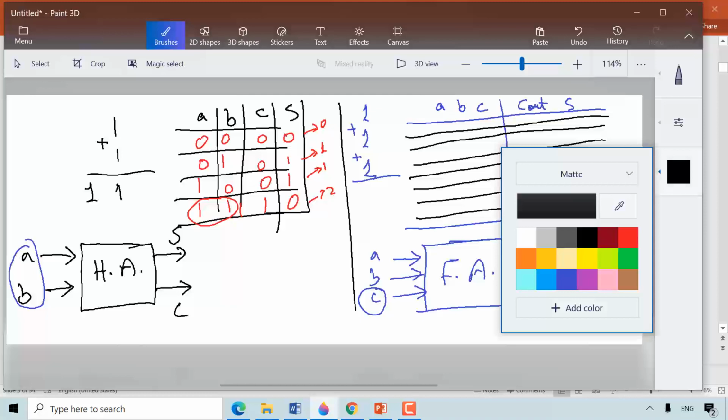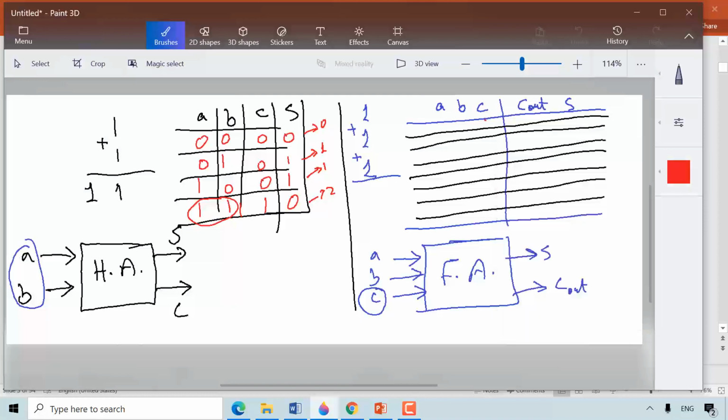Okay, now if I'm adding 0, 0, 0, the sum is 0 and the carry out is 0. If I'm adding 0, 0, 1 or 0, 1, 0, and so on through 1, 1, 0 and 1, 1, 1. If I'm adding just a single 1, the output will be sum 1, carry 0.